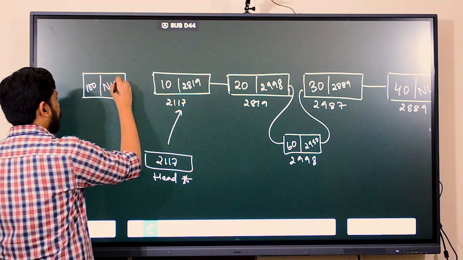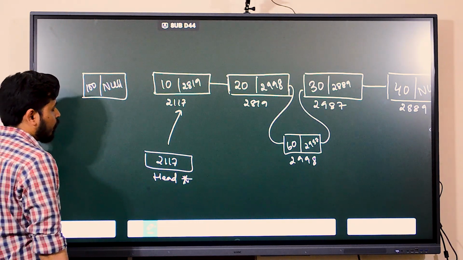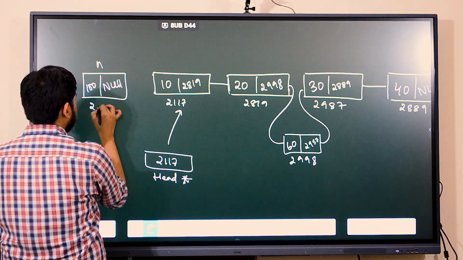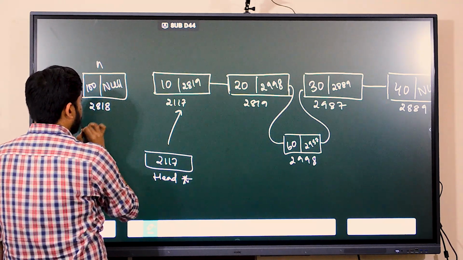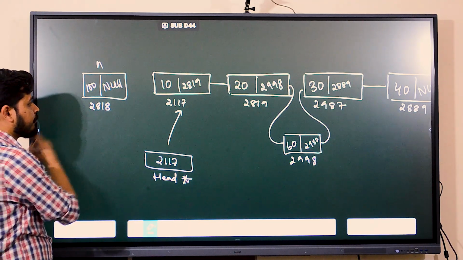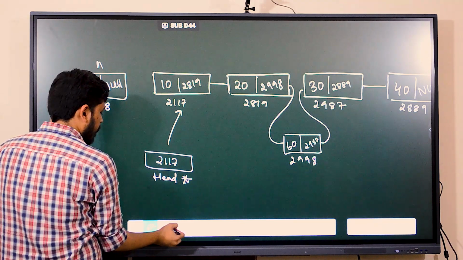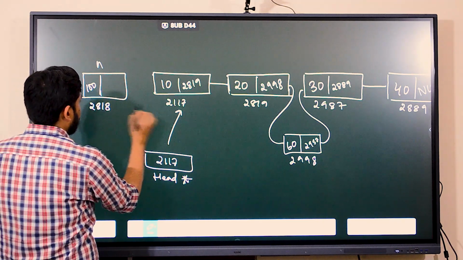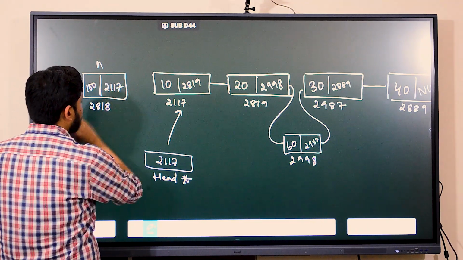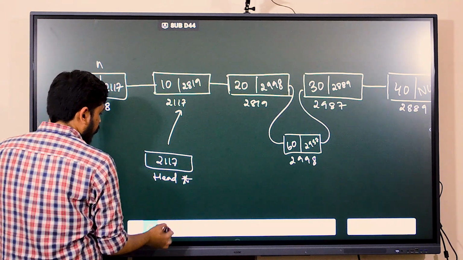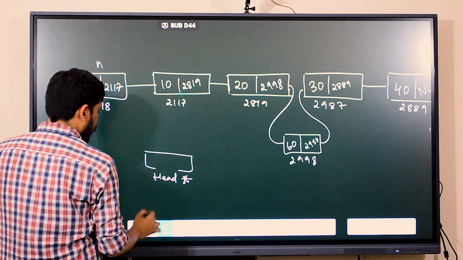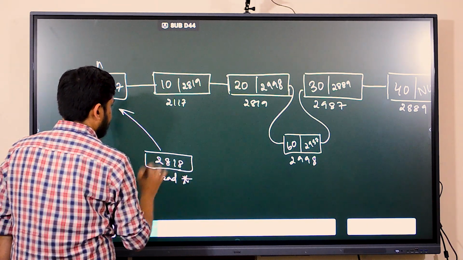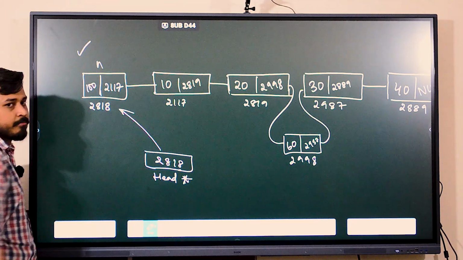Right now the newly created node's next will be null. Let's say this is 2818, the newly created node. You will rub out this null and point it to the already existing head node, connecting the two. Then you will move the head from here to this new node, which is 2818, and there you go, you did insert at head.